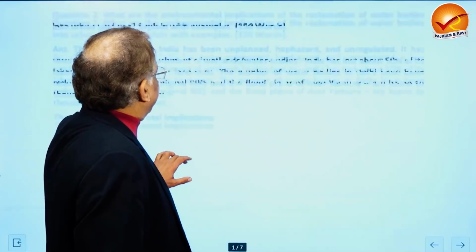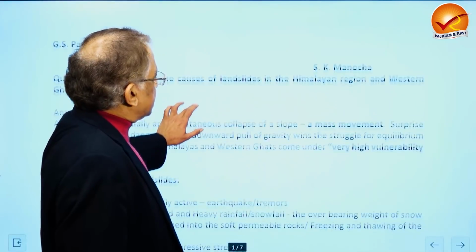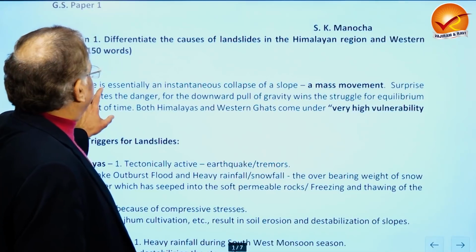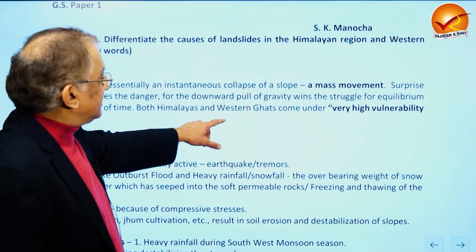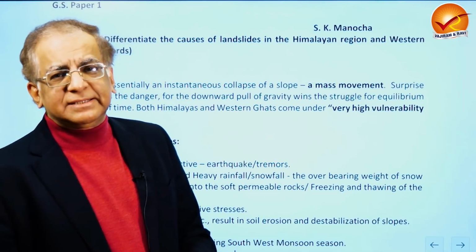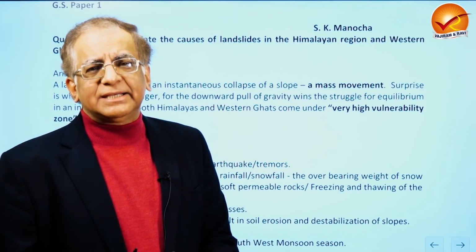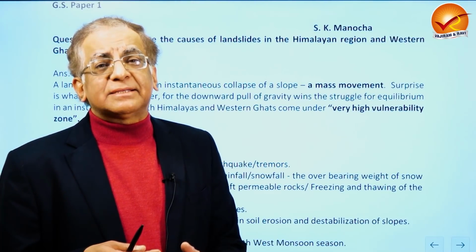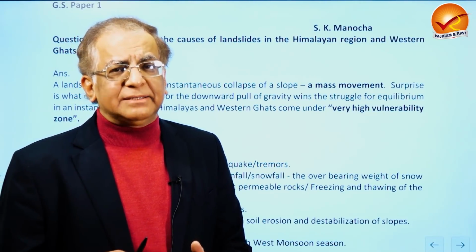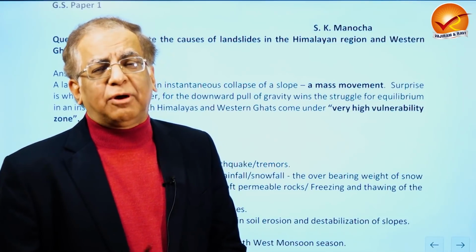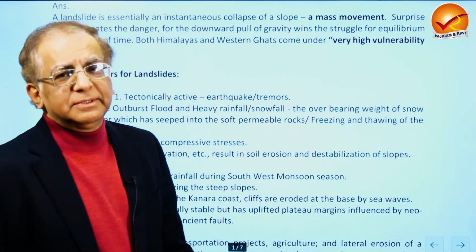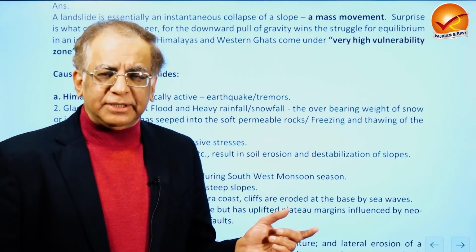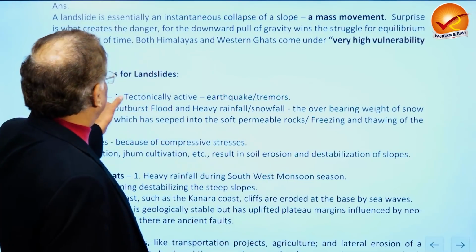For example, if I go back, just to give you the illustration here, first I write about landslide as a mass movement. I write about the fact that gravity is the main reason, and the moment there is a disturbance to the delicate balance, there is a surprise event called landslide. And then I talk about the two areas which are there in the question. They are from high vulnerability zone as such.